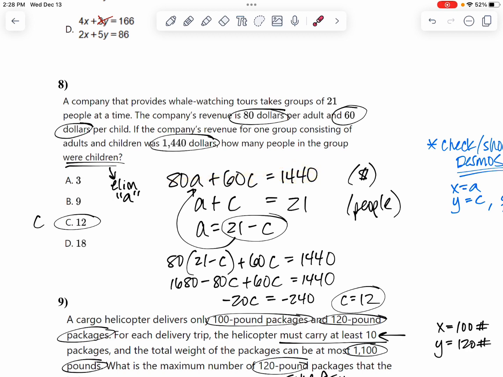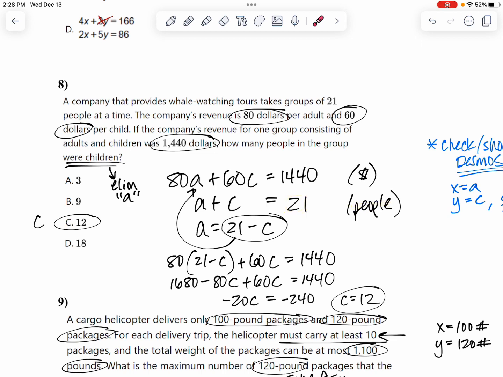The second equation, we have to use this 21 somehow. It's number of people. And so I just have a number of adults, which is A. I don't know how many adults there are. That's what I have to solve for. I also have a certain number of children. I don't know how many there are. That's what I have to solve for. But I know that it totals up to 21 people. This is my equation that has people in it.